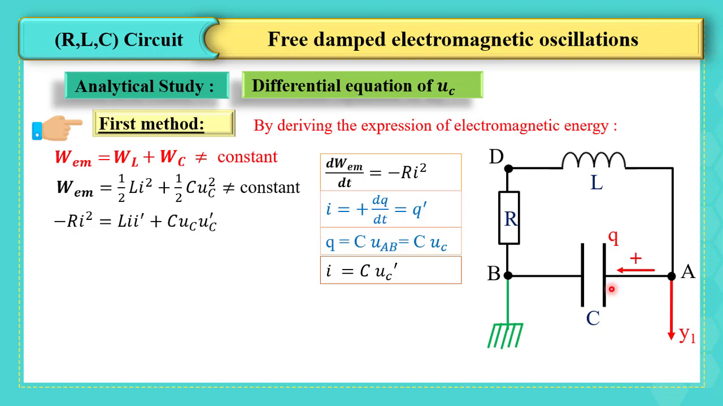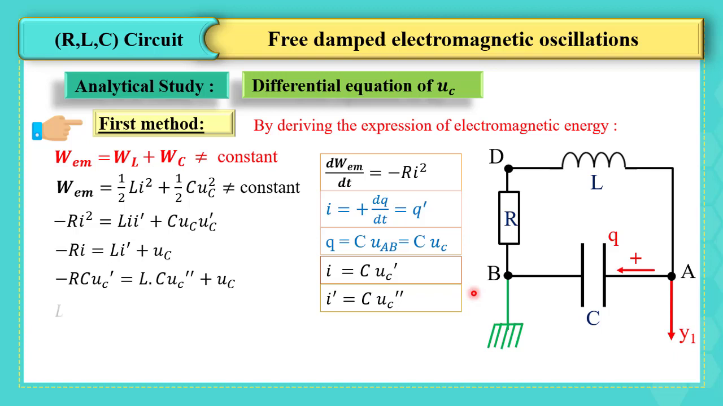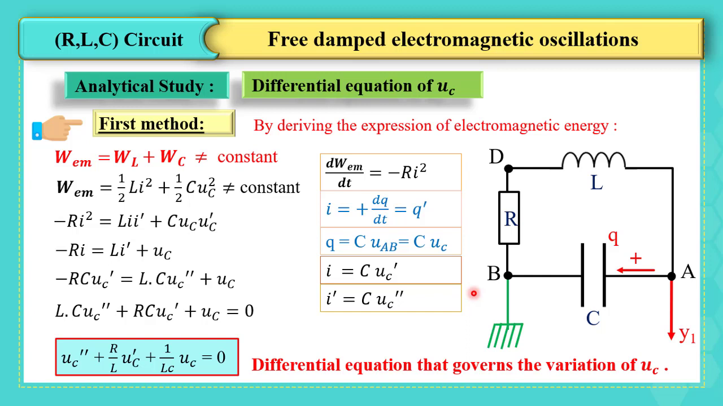Then we can take C UC prime from this expression and write instead UC times I. We divide by I on both sides of this equation. We get minus Ri equals to Li prime plus UC. Then we're going to replace I in this equation by C UC prime, I prime by C UC double prime, and then it becomes as such. Let's write it then as LC UC double prime plus RC UC prime plus UC equals to 0. Then divide by LC. The final result is this second order differential equation that governs the variation of UC.